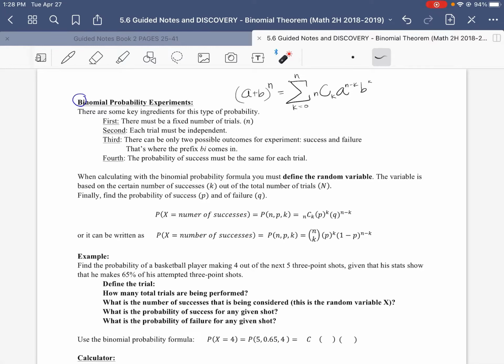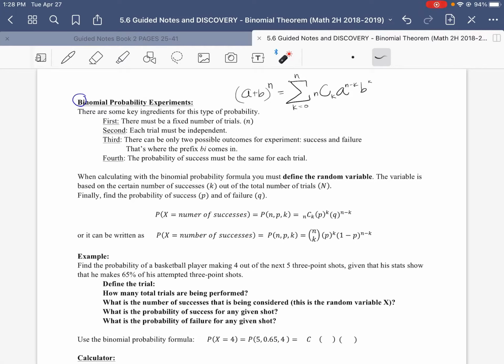Okay, and then fourth, the probability of success must be the same for each trial. So the probability of something occurring can't be 3/5 the first time I do it, and then 6/5 the next time I do it. Oh, it can't even be 6/5, or 5/5. So those are the types of things we're going to make sure apply to all of the experiments we talk about here when we're calculating binomial probability.